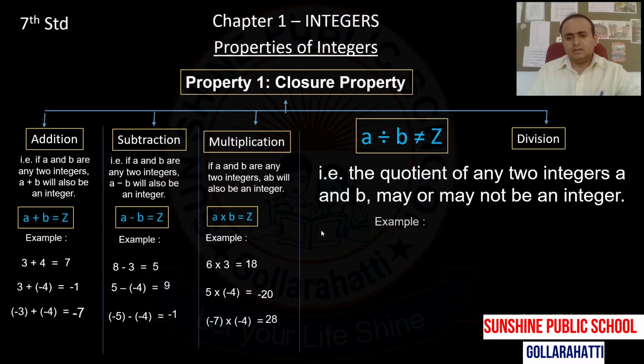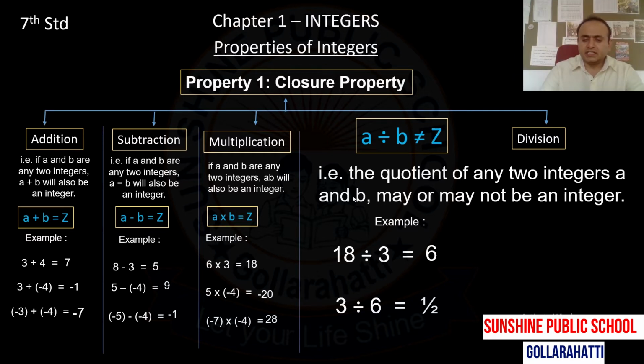ನೋಡೋಣ ಎಕ್ಸಾಂಪಲ್. Example is 18 divided by 3. So 18 divided by 3 is 6. So 6 is an integer. So it is a good example. And let us check with another example. That is 3 divided by 6. 3 divided by 6 ಮಾಡಿದಾಗ ನಮಗೆ ಬರುವಂತದ್ದು 1 by 2. So we get 1 by 2, and 1 by 2 is not an integer. It is a rational number or it is a fractional number.